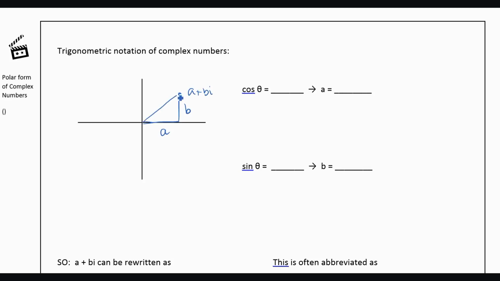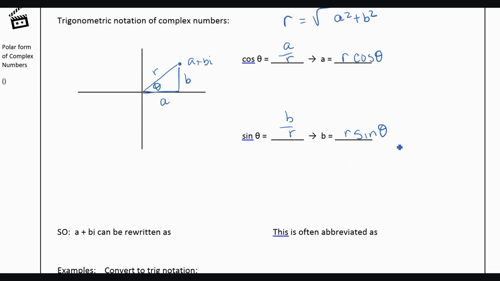We can also talk about its absolute value, how far it is from the origin, and the angle that it makes with the x-axis. And just like we've talked about with polar form, we know that the absolute value, this r, is equal to the square root of a squared plus b squared. We know this forms a right triangle, so cosine of theta is a over r, which means a is equal to r cosine of theta. And sine of theta is equal to b over r, so b is equal to r sine of theta.